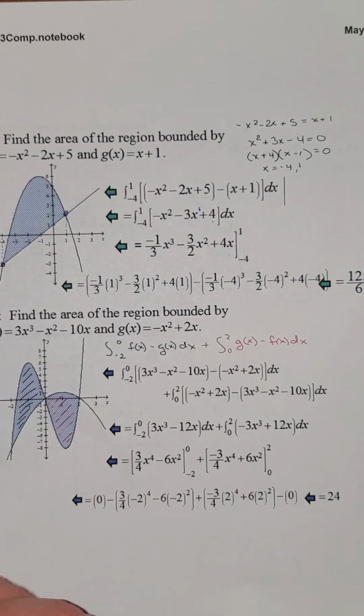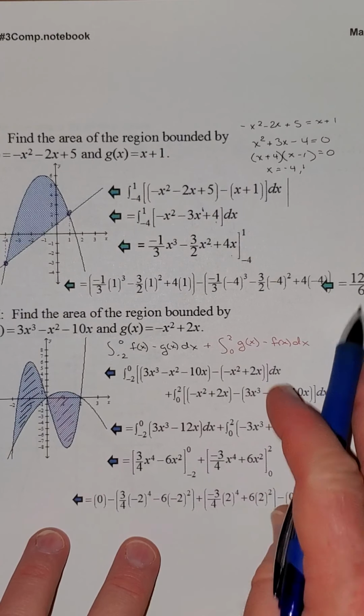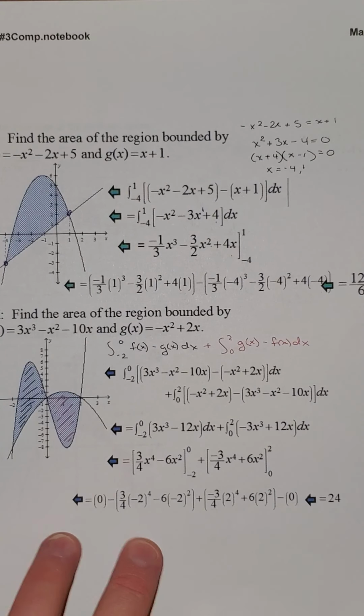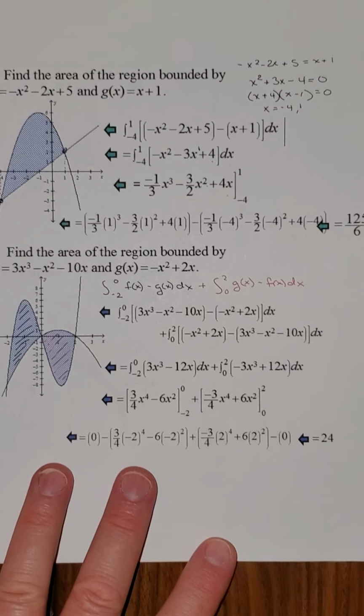And again, use your calculator here. The biggest issue is going to be negatives. Watch your negatives. Watch your parentheses. You should come out with 125/6. Okay? That didn't seem too bad.